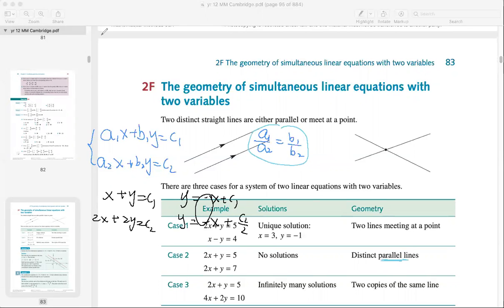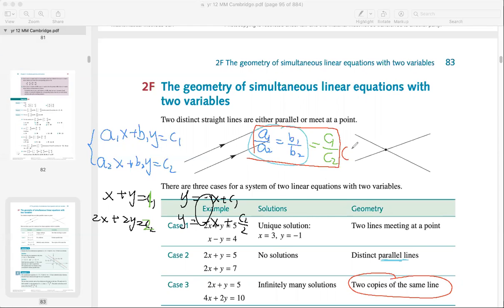Okay, parallel. So if I keep going, if I make C1 over C2 also equal, in this case it will be 1 and 2. So you will realize they're just two copies. The first line, both sides times 2, gives the second line. So if I satisfy these two conditions, A1 over A2 equals B1 over B2 and also equals C1 over C2, there will be two copies of the same line. So infinitely many solutions.